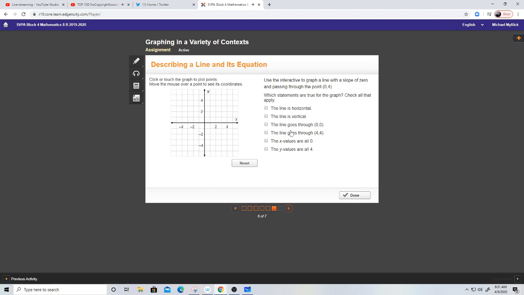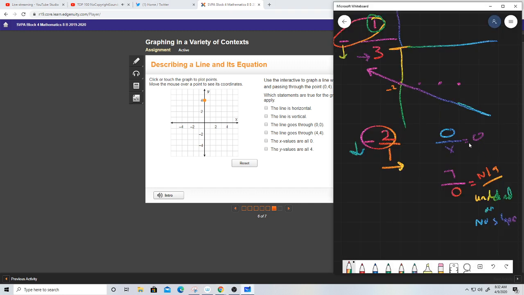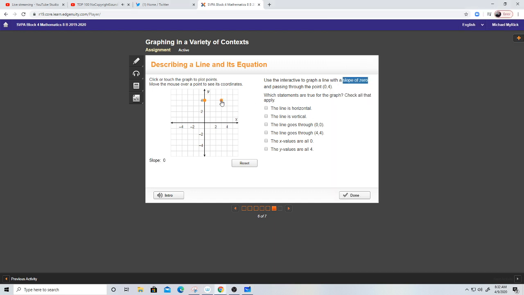A slope of 0 has no steepness. Can you explain this? Alright, use the interactive to graph a slope of 0 and passing through 0, 4. So 0, 4, it says 0 slope, right? So does that mean we're going to go up, down, or left, right? Do we want a slope of 0 or do we want a slope of no? We want a slope of 0, so we're not going to move up or down. That's what this is. No movement on the Y. So that means we have to come like this way.